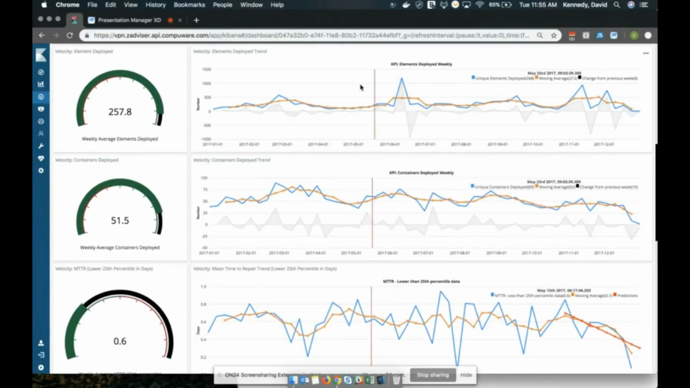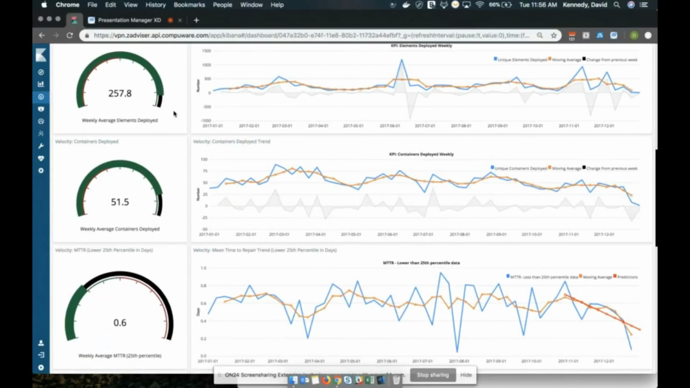Perfect. Thank you, David. One thing I want to point out is the green dial here. This is customizable depending on your environment. So here at Compuware, around 260 is good for Compuware. When you have access to zAdviser, these are items that you can adjust to fit your needs. Very, very customizable in terms of what's good, ranking each of these KPIs within your organization.